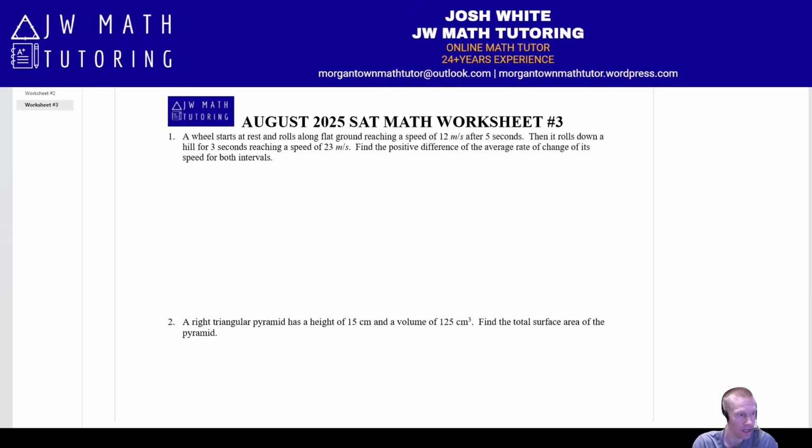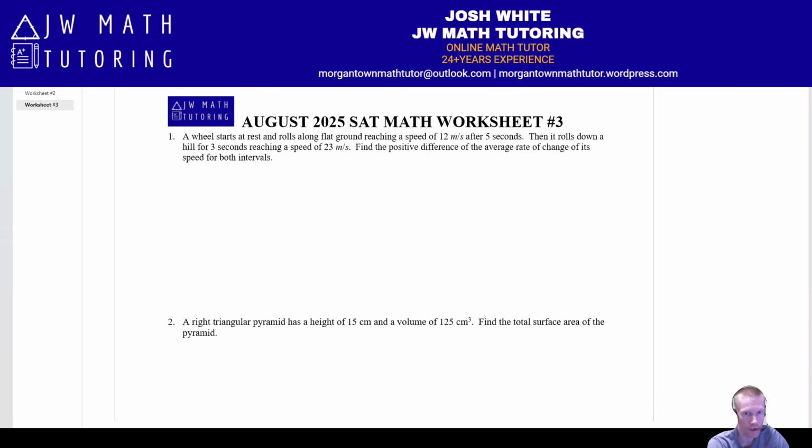All right, so let's go ahead and get started here with question number 1. Here you have a wheel. I mean, it could be anything really. It could be a car, whatever. It starts at rest. It increases its speed to some number after some period of time. Then, for a second period of time, in my example, it increases its speed. Technically, it could have decreased its speed, but it doesn't matter.